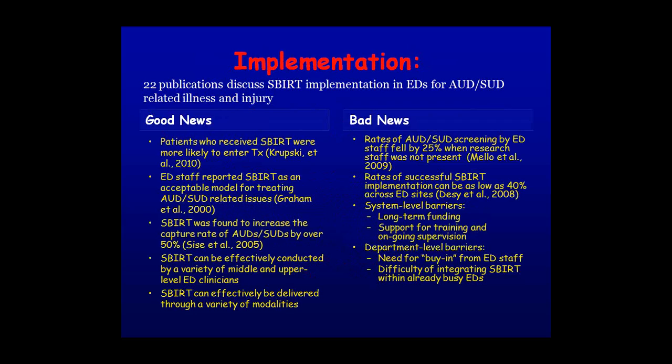Let me give you here from the 22 publications. I don't know if you can see the slide very well here. Good news, bad news when it comes to implementation. And this is what we've been discussing, guys. You've been asking some of the questions about the reasons why people don't want to do it. First of all, the good news is much more than the bad news. The patients who received ESBIRT were more likely to enter treatment. Perfect. The ED staff reported the ESBIRT as an acceptable model for treating alcohol use disorder and SUD-related issues. This is from the research studies. So it is really accepted in a sense.